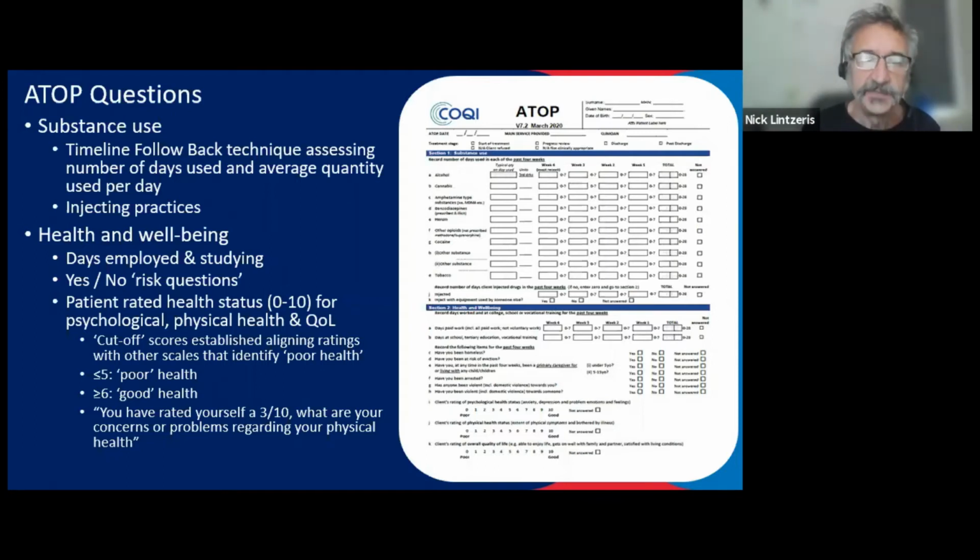Clinically, the way I would follow up with one of these, if a client rated themselves, say, as 3 out of 10 for their physical health, is I would ask, "So tell us why you've rated yourself as a 3 out of 10," because that suggests that you've got some concerns. What are those concerns? That allows us to pick up what some of those issues are around their physical health. So it's an opportunity to start identifying what the issues are for you in these 3 domains. So they're the key questions. And again, I'd suggest you look at the ATOP training manual and the training package on the COQI website.